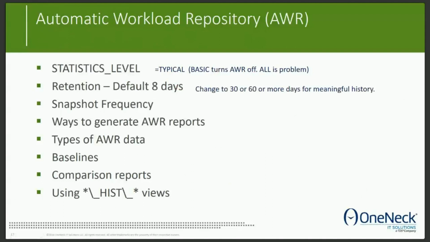Retention by default is 8 days. If it is a production database, it is very inadequate to have 8 days of retention. It needs to be at least 30 or 60 days for production. That's what gives you good history. If you are going to troubleshoot some problem, when the problem started or how the SQL was behaving a month back, you need to have some history. At least 30 days of history is good. The snapshot frequency by default is 60. Just leave it at 60. That is okay. No need to change that.